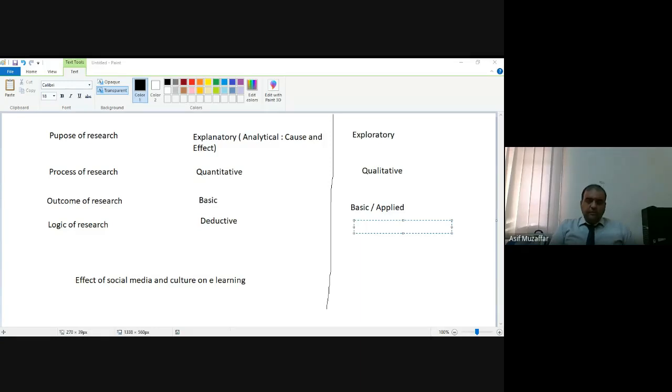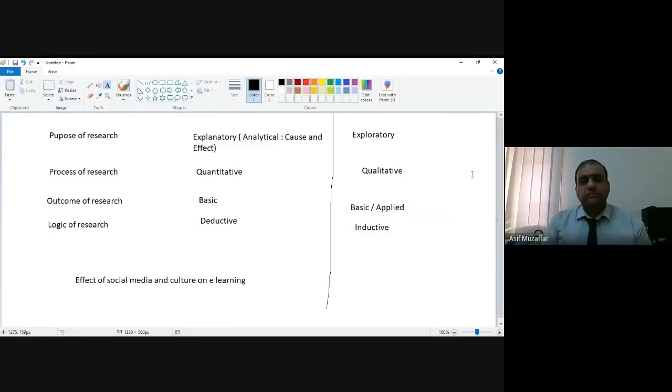Deductive or inductive? Inductive, because you will collect the observations and then based on those observations, you will make some statement or theory. So it should be inductive. Do you have any question regarding this?